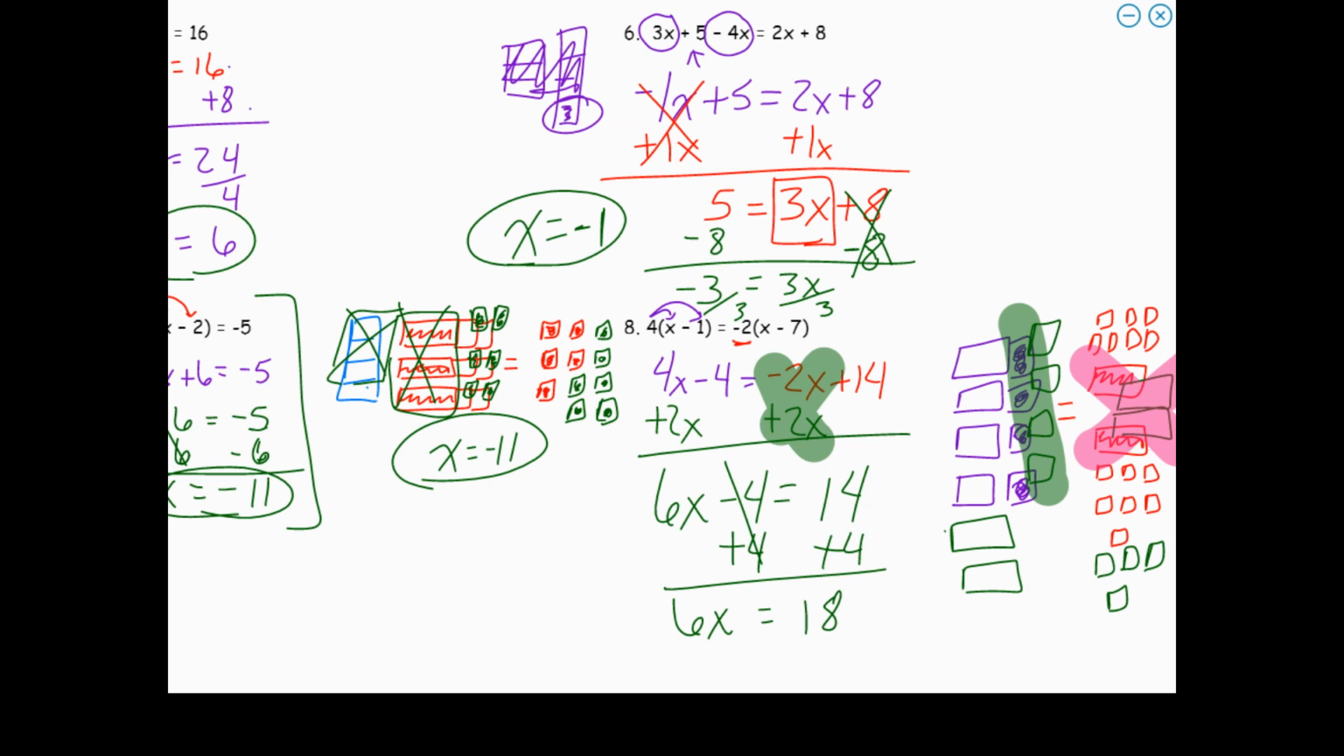So how many is 1x? How do I figure that out? Not 9. 3. I've got to divide both sides by 6. So x equals 3.